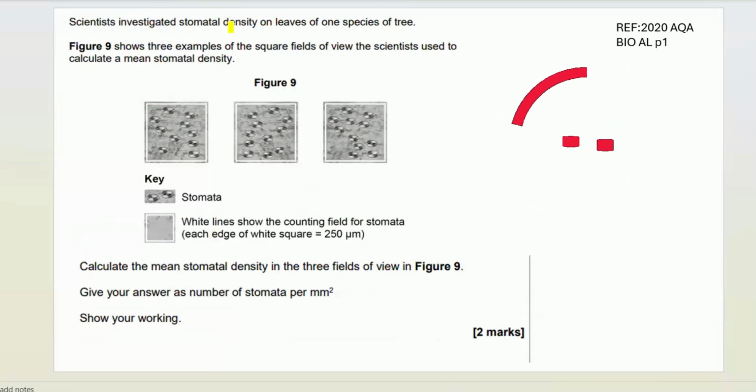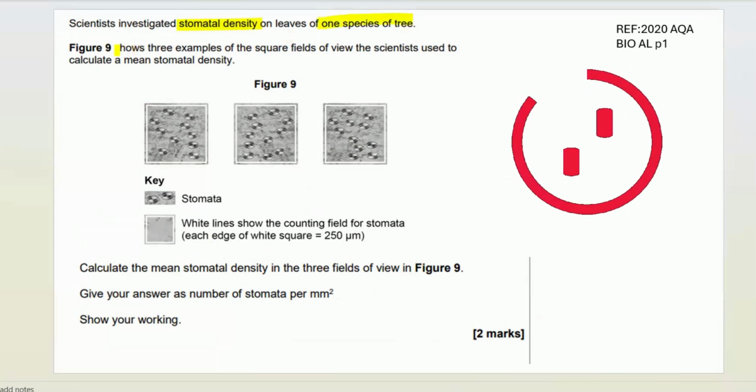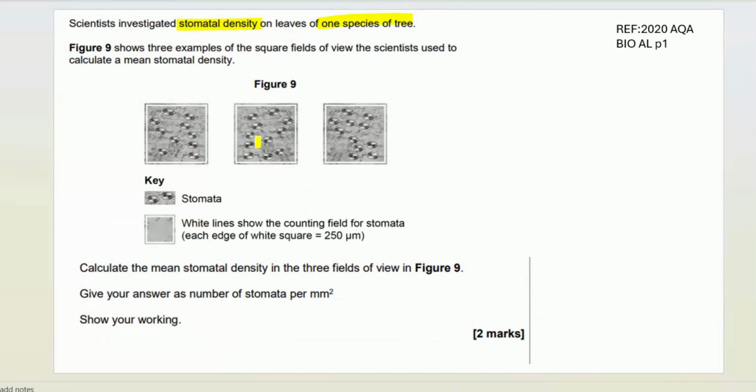Okay, for this next question, scientists investigated stomatal density on leaves of one species of tree. Figure 9 shows 3 examples of square fields of view the scientists used to calculate the mean stomatal density. Now I'm going to add up the stomata in these pictures for you. You might not be able to see them too clearly, but there's 10 in the first box, 11 in the next field of view, and 11 in the final field of view. And then we've got a little key telling us that these are stomata, so we can identify them. The white lines show the counting field for the stomata. The edge of the white square is 250 micrometers. Calculate the mean stomatal density in the 3 fields of view. Nice and easy. Give your answer as a number of stomata per millimeter squared.